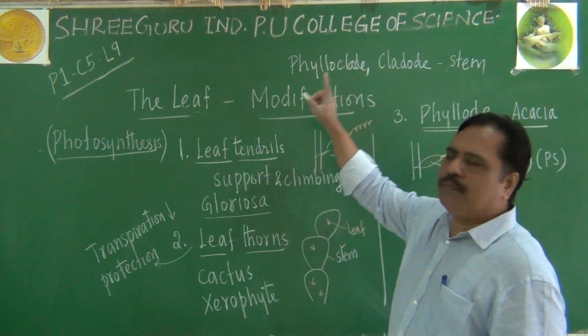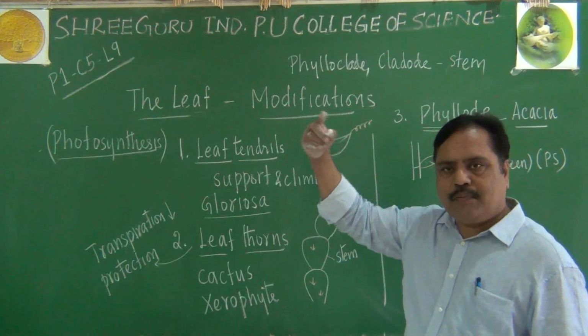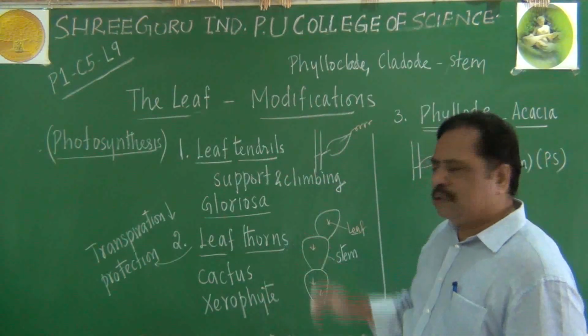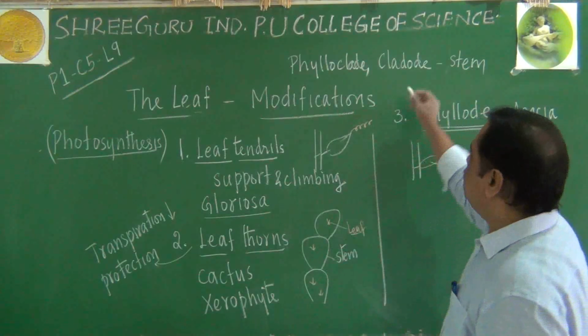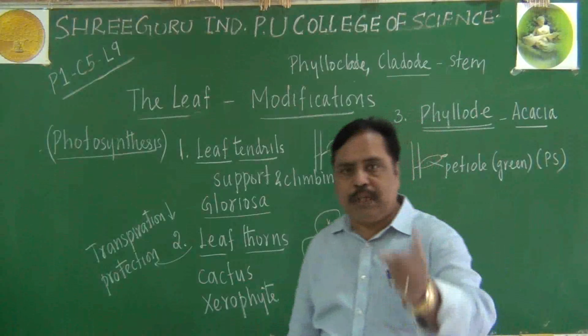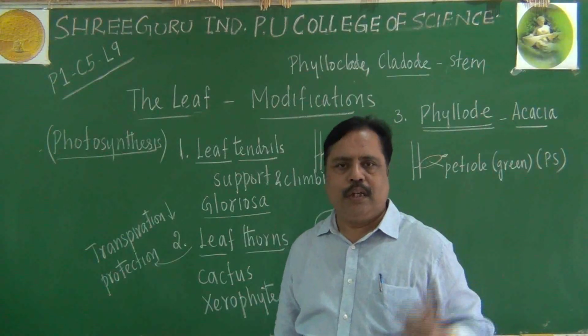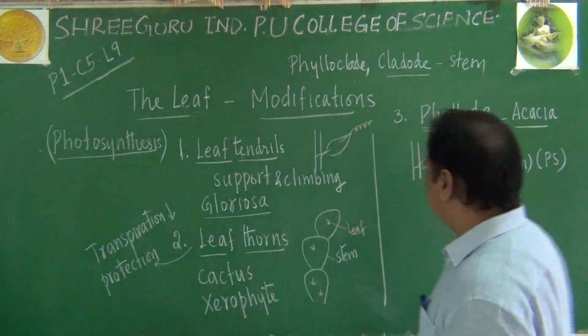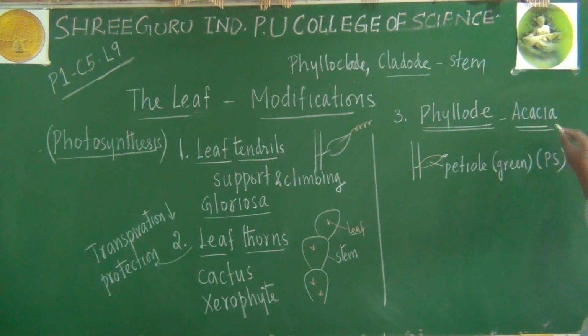When a stem performs the function of a leaf, it is called a phylloclad. Cactus or opuntia. A single internode of a phylloclad is called a cladode. Asparagus, I told you. Now remember this point. Phyllodes is found in acacia.